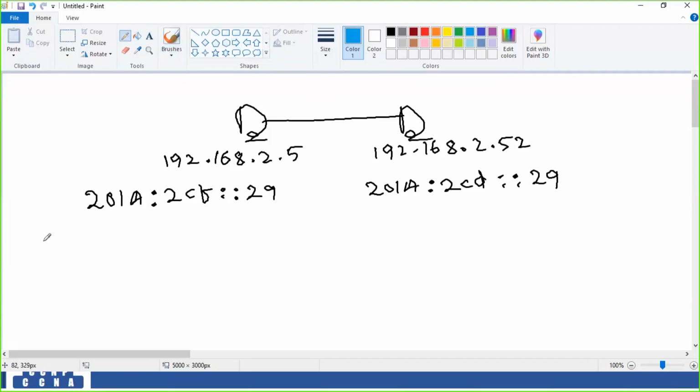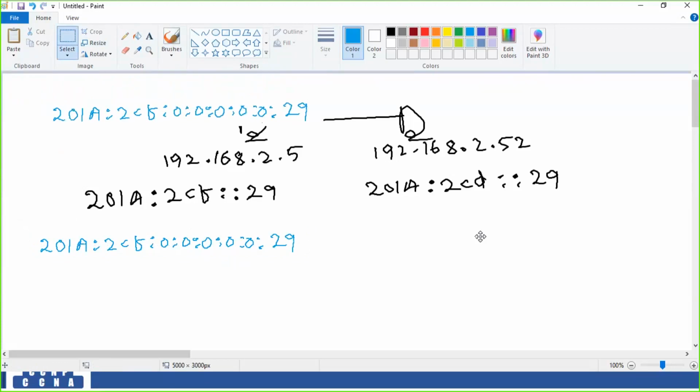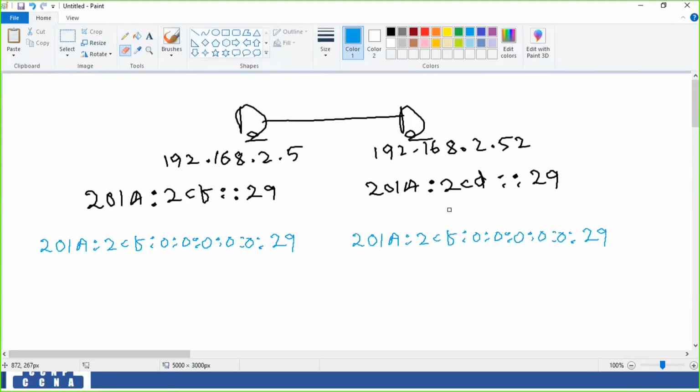I'm writing in the 8 quartet format: 201A colon 2CF colon 0 colon 0 colon 0 colon 0 colon 0 colon 29, right? What about for a neighbor computer? Also the same, but it is 2CD, correct? Remaining same actually.